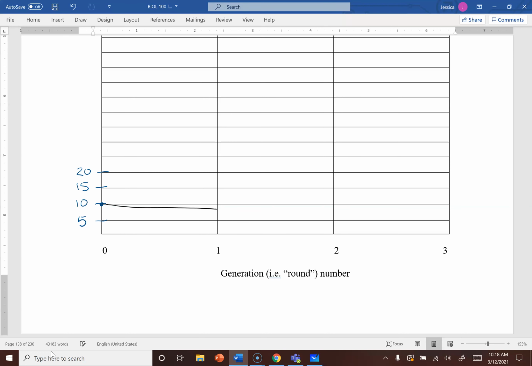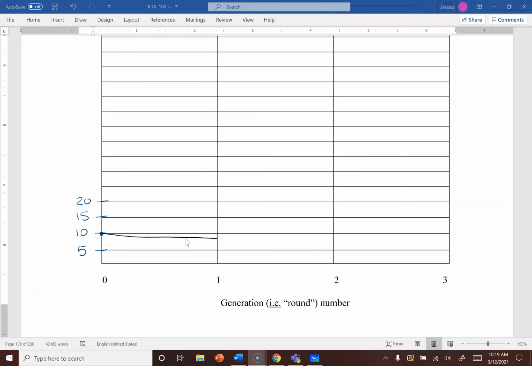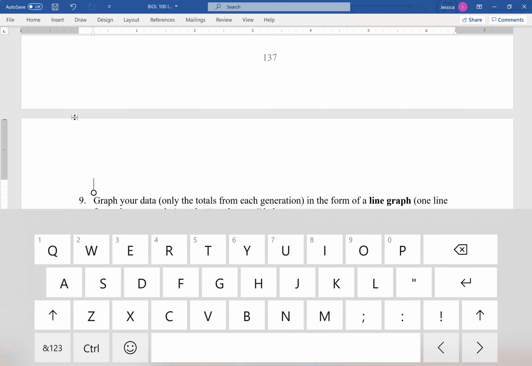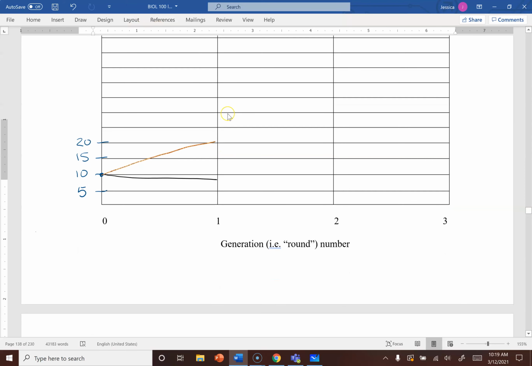Then after that, we said that we had 5 brown survivors, and we are going to start the next round with 20. So we started round 1 with 10. After round 1, we have 20 brown mice. So this will continue for each of your colors. You may notice that some of them drop off really quickly. And if that's the case, your line is just going to go right down to 0, and that's okay.